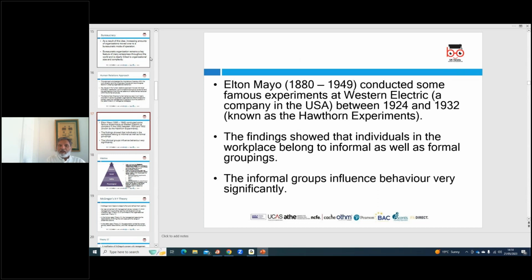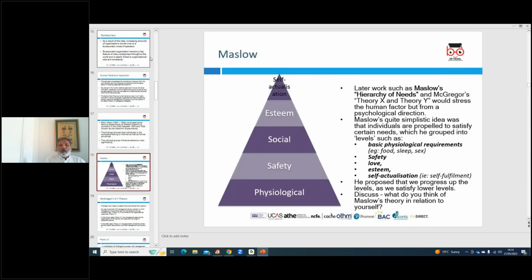So therefore, Elton Mayo showed that individuals in the workplace belong to formal and informal groups, and their behavior changes as you respect them, as you give them breaks, as you turn them into social animals, as you give them respect. So therefore, this approach was better than the scientific approach. Okay, and this became known as the Hawthorne experiment. Okay, later we looked at this person.